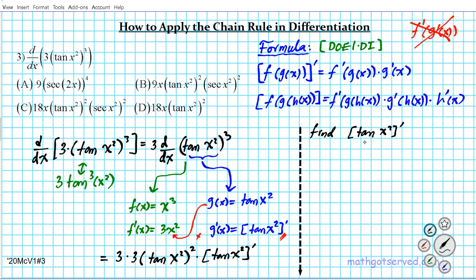So let's break it up again. Our outer function is f. Well, let's color code it. So our outer function is f, a trig function. Okay, so that's tan x, and then our inner function is g, which is x squared.